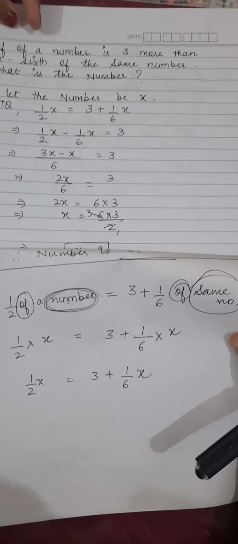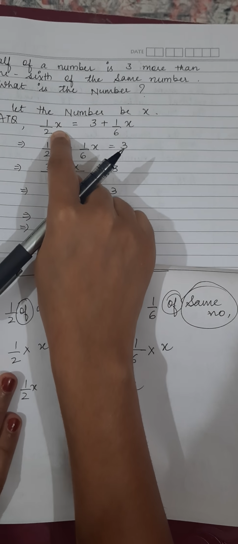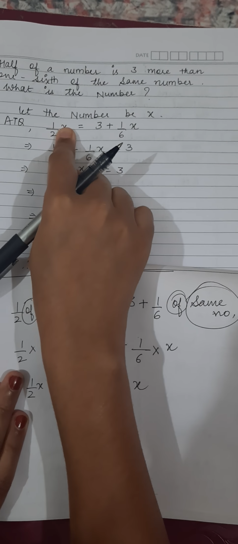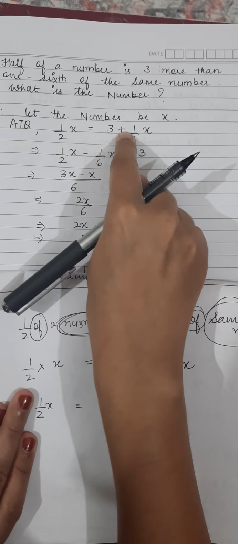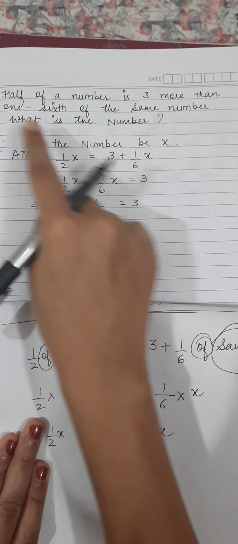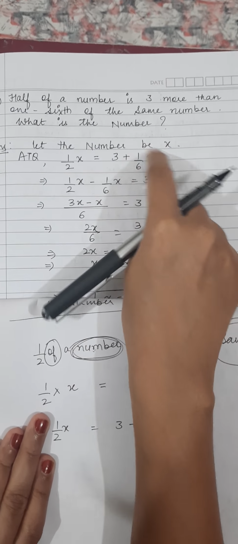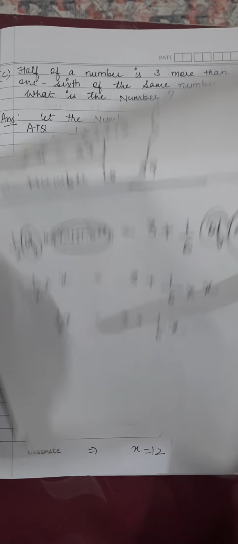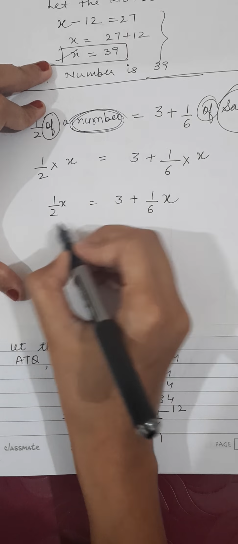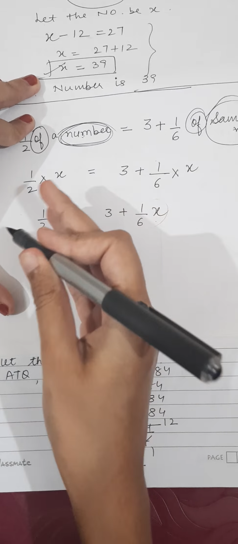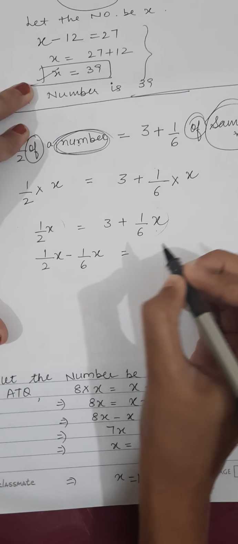Okay, we have to go with words. Half of a number, we don't know the number, so that has to be x, "is" means equals to, "3 more" means add, 1/6 of the same number, 1 upon 6 of x. Now we have to find the value of x here. All the terms which contain variable x, please keep them on one side: 1 upon 2x minus 1 upon 6x equals 3.